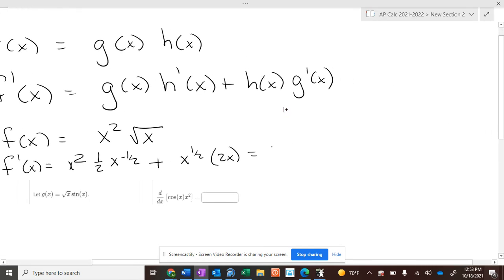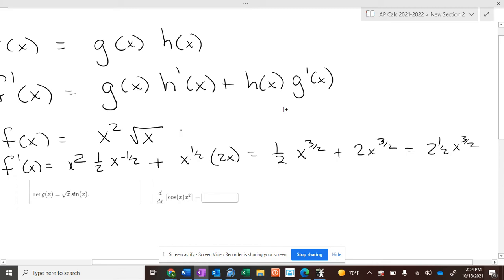So what's x squared over x to the negative, or what's 2 plus negative 1/2? 3/2, right? 2 plus negative 1/2 is 4/2, plus negative 1/2 is 3/2, plus 2x to the 1/2 plus 1/2 is 1/2 plus 1 is 3/2. I said 1/2 plus 1/2, didn't I? Yeah, I'm sorry for confusing you. So this would be 2.5 x to the 3/2 power, correct?